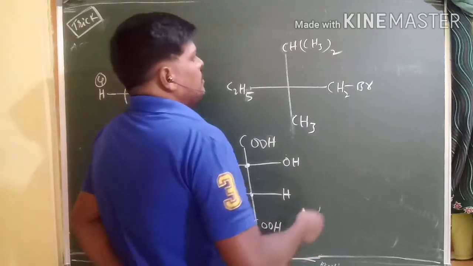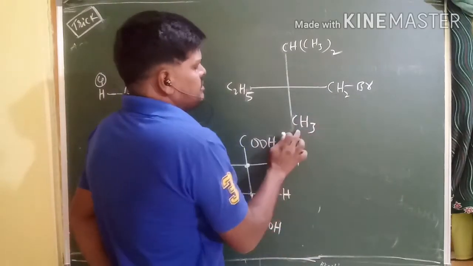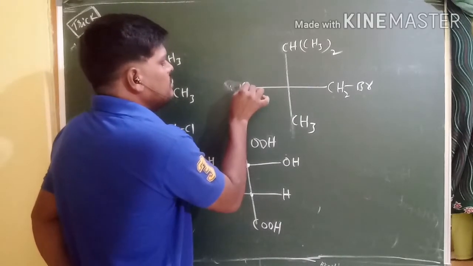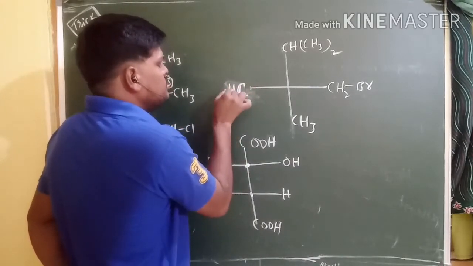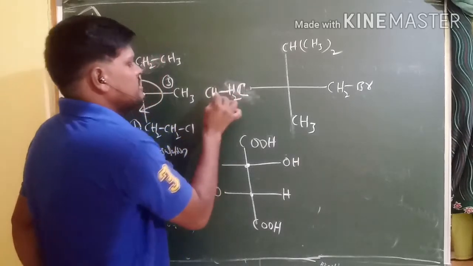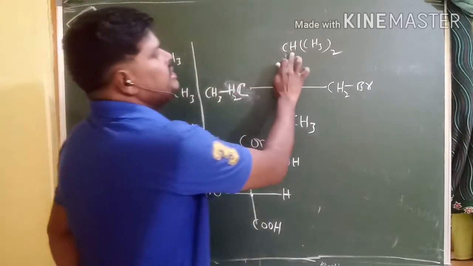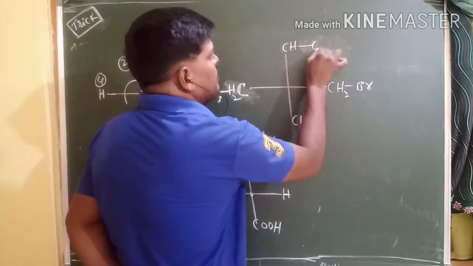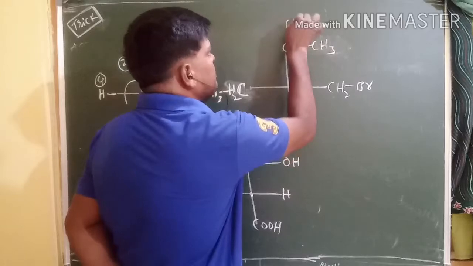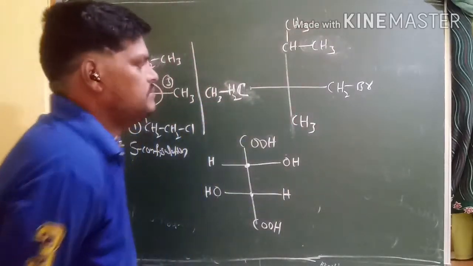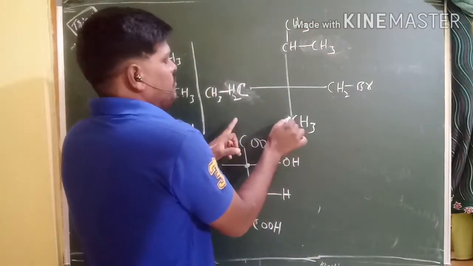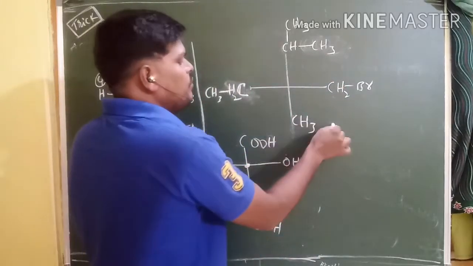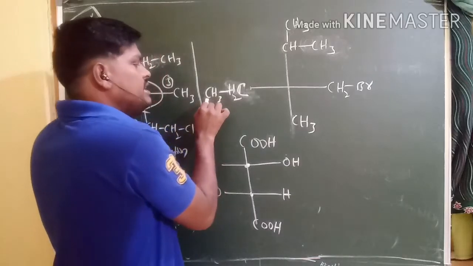Now coming to this one. Here CH2Br, CH3, C2H5. I already told you C2H5 is nothing but CH2 bond CH3. Right? Here CH3 taken 2, that means 2 methyl groups are there, one methyl group and another methyl group. Right? Of course, here the first atom is carbon. That's why go for the next one. Here no one is there. But here the next atom is highest.